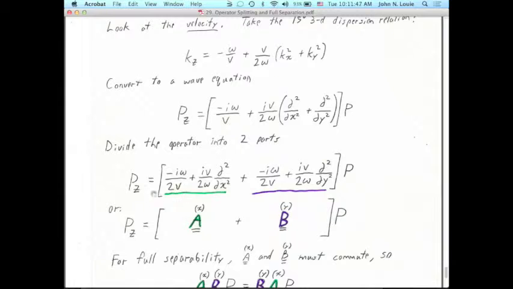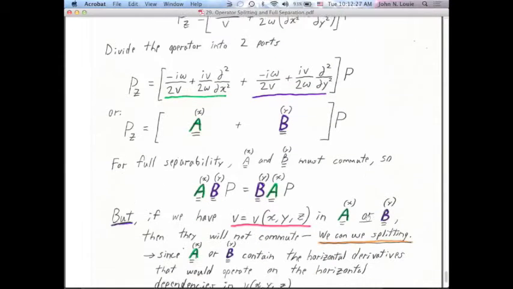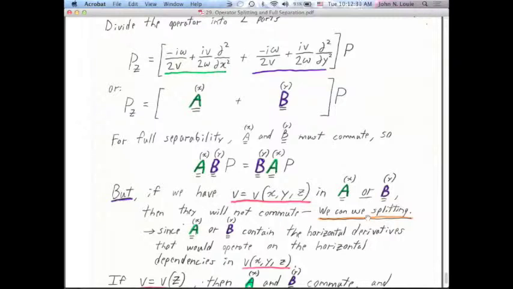So here's the split out operator. Okay, so dp dz is equal to the sum of these two operators, all operating on the wave field. Operator A is minus i omega over 2v plus i v over 2 omega times d squared dx squared, right? To actually do the operation, you distribute the wave field back in, okay? And then operator B, which gets added to that, is minus i omega over 2v plus i v over 2 omega times d squared dy squared. Okay, so in the omega domain, that's our 15 degree 3D operator, now written out a little more elaborately as two separate operators. Okay, so we identify the green one as A and the purple one as B.